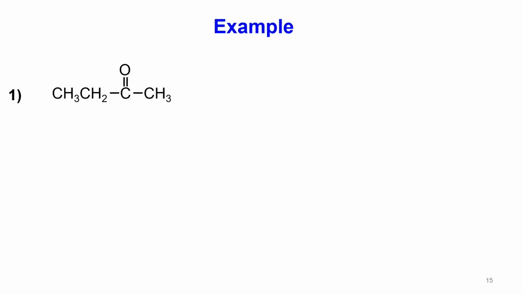Example 1. This structure is a ketone, with carbon double bonded to oxygen. It has a 2 carbon chain at both sides. So the longest continuous carbon chain is 4 carbon. Carbon number 1 should start nearest to the carbon double bond O. So carbon number 1, carbon number 2, carbon number 3, and carbon number 4. The position of the carbon double bonded to oxygen must be at the lowest number of carbon. The IUPAC name given is butanone.